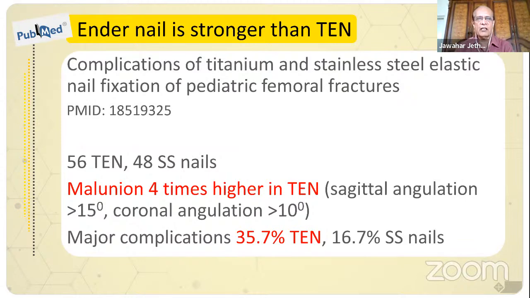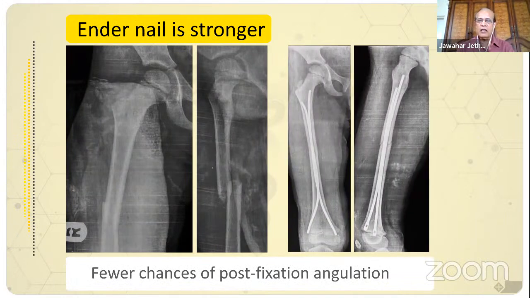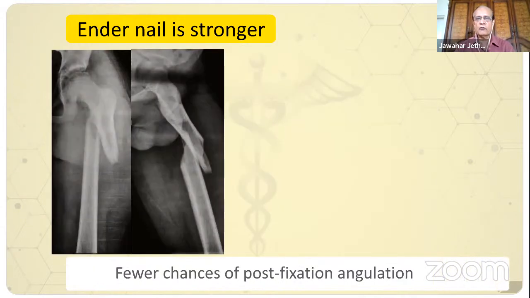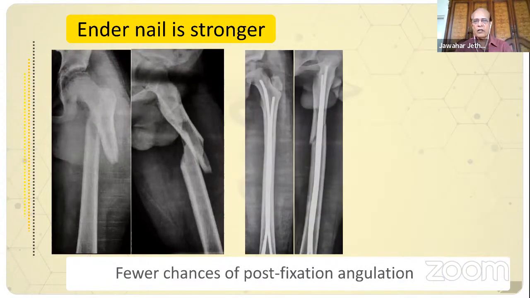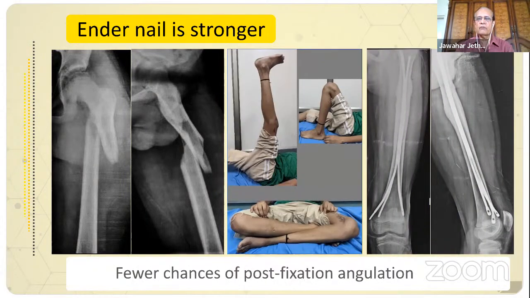This paper says that the complication rate is 4 times higher with titanium elastic nails compared to stainless steel elastic nails. It is very important that we know this: up to 35% complications versus only 16%. But when you go with an Ender nail, which is much stiffer, the chances of post-fixation angulation are less. So whenever possible, it is good to use these, and you can avoid angulation because they are much stiffer and much stronger. This is the way we can get good function without any post-fixation angulation.